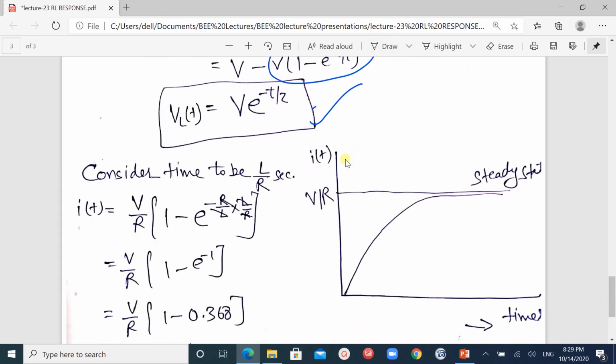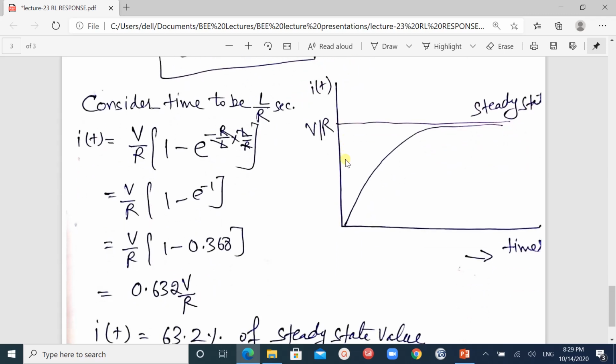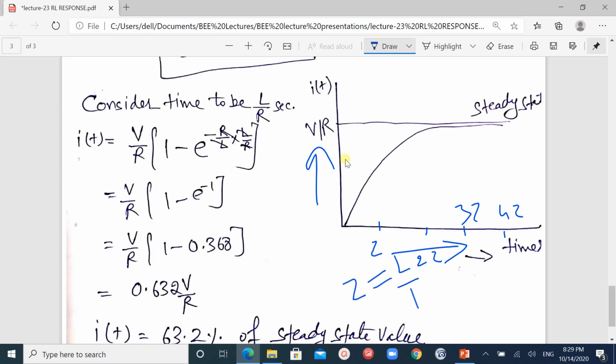If we consider the graph, this graph shows that on this side we have the time domain, and here we have the current. This is tau, 2 tau, then 3 tau, 4 tau, and so on. Consider time to be L by R seconds. It is tau, as we know tau is equal to L by R, and its unit is seconds. The steady state current is V upon R. Here we put the value of tau, and we will get this equation.